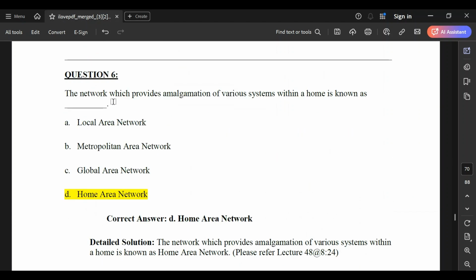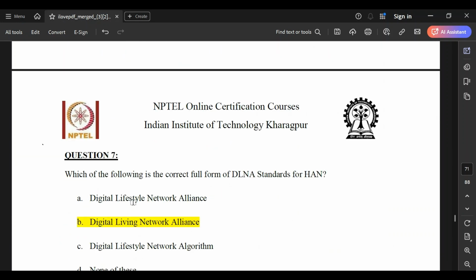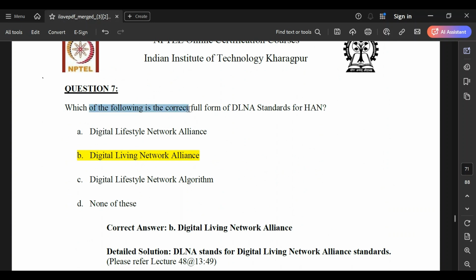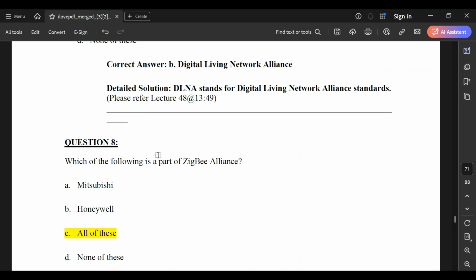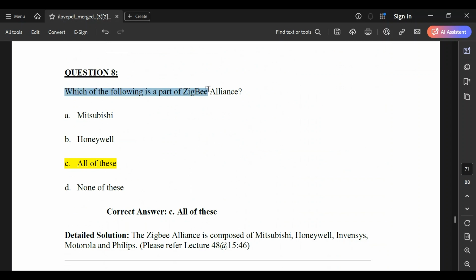Okay. So moving to the next question, the network which provides the amalgamation of various systems within a home is known as home area network. So it is basically talking about the home. So it is home network. Which of the following is correct for DLNA standards for HA? DLNA means Digital Living Network Alliance. Then which of the following is part of the GB Alliance?